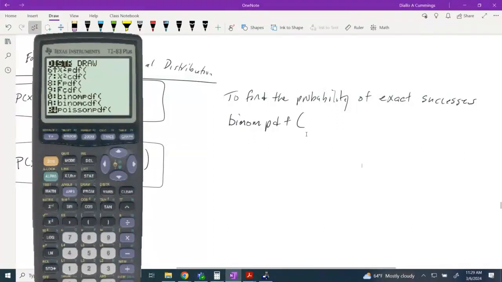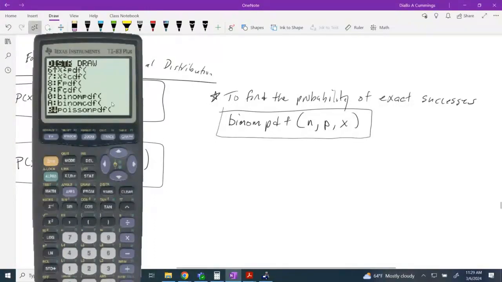Okay. Now this binomial PDF is going to take 3 parameters. You must first have to put in N. So remember that N is the number of trials. You have to put in P, which is the probability of success. And then you have to put in X, which is the number of successes. All right, and that's to find the probability of exact successes.